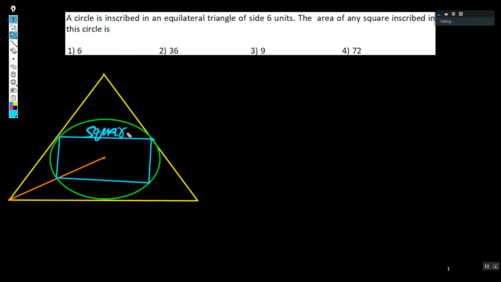Now you have to find the area of the square inscribed in this circle. So what is the data given? Equilateral triangle side is given to be 6 units. This is 6 units. Now drop another perpendicular from this centroid to the base like this. This is the perpendicular. When it is the perpendicular, obviously this will become 3 units.